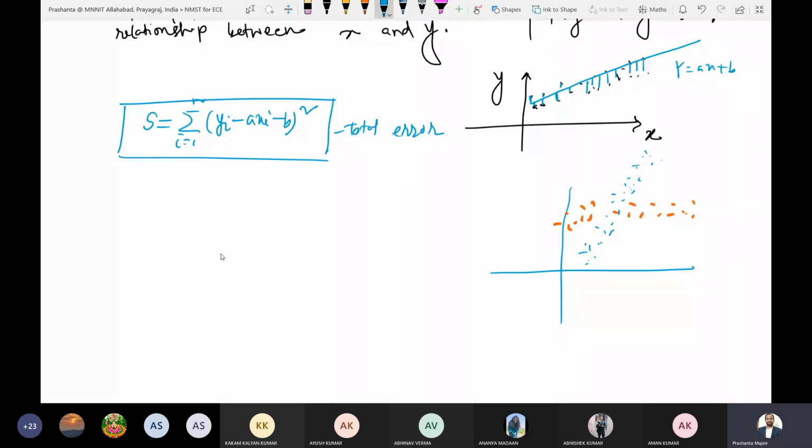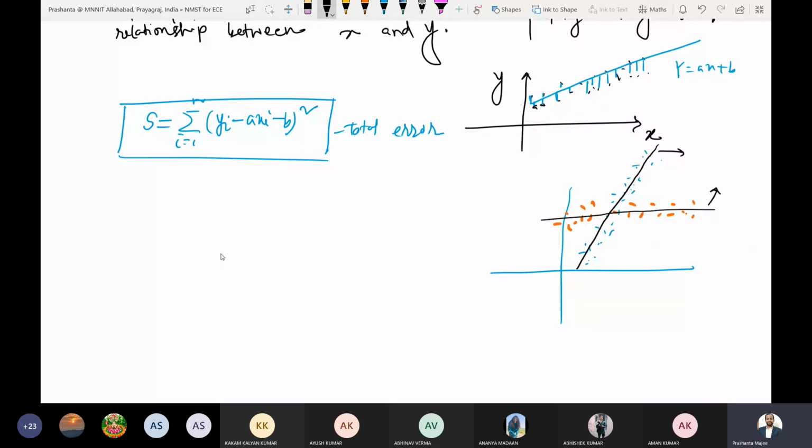You are assuming that the y value is correct and the x value is somewhat errorful. So depending on your choice, whether you consider the x value correct or the y value correct, you will get two lines of regression most of the time. These two lines are called lines of regression.